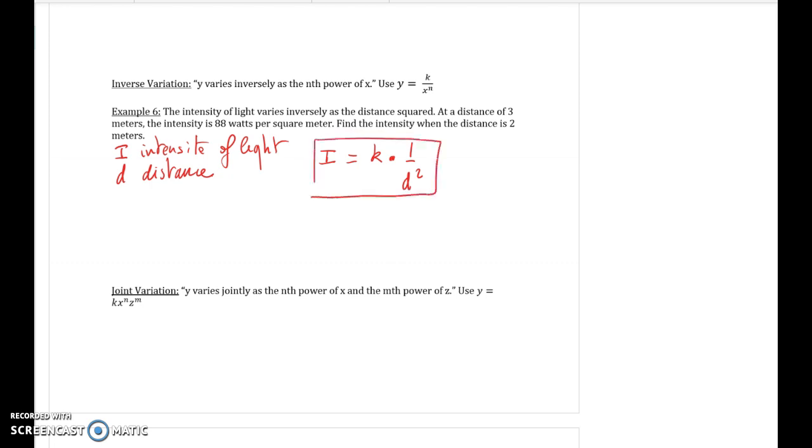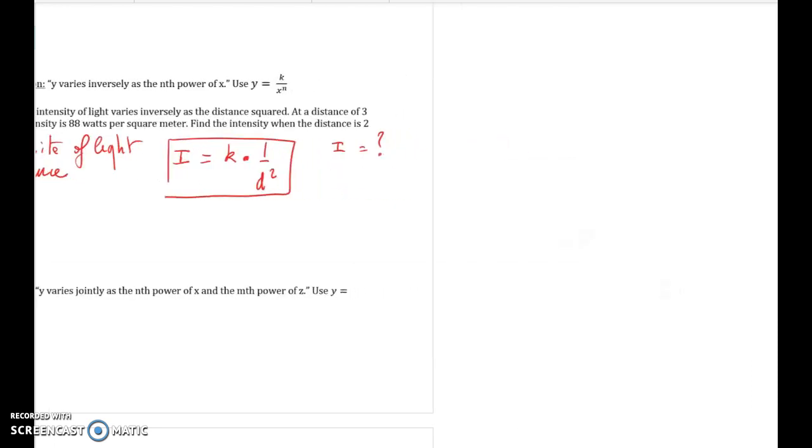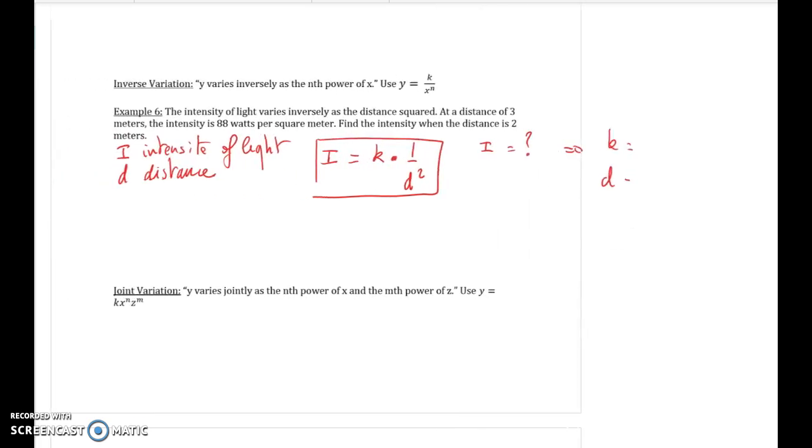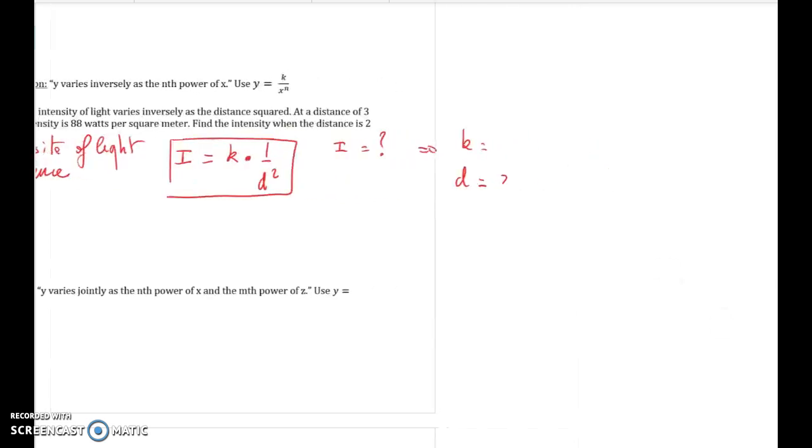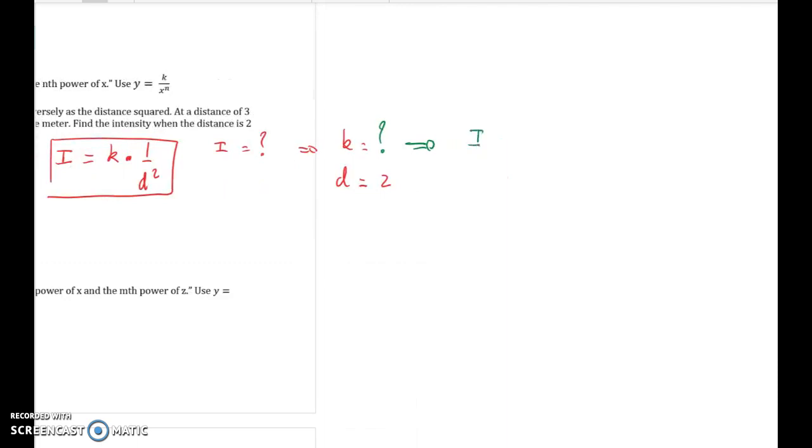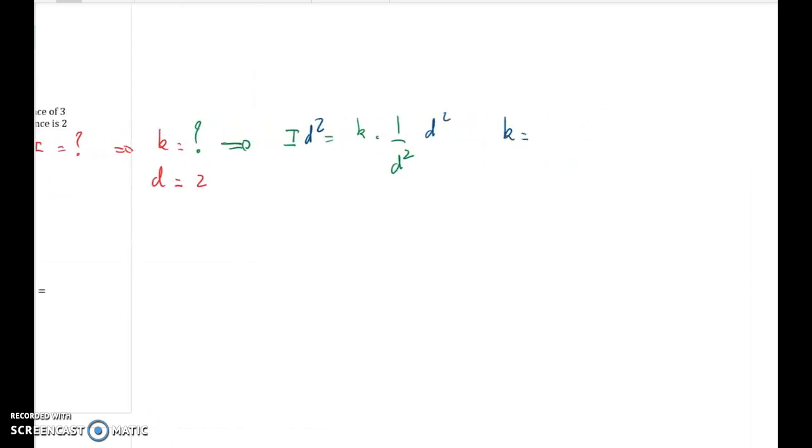Now what is the question? The question is find the intensity. So to find the intensity, I need to know the value of k, and I need to know the value of d. They tell me to find the intensity when the distance is equal to 2 meters. The point is, they're not telling me what k is. So I need to find k. From the formula that I defined, I'm going to express k. To have k standing by itself, I multiply by d squared on both sides. Therefore, k equals I multiplied by d squared.